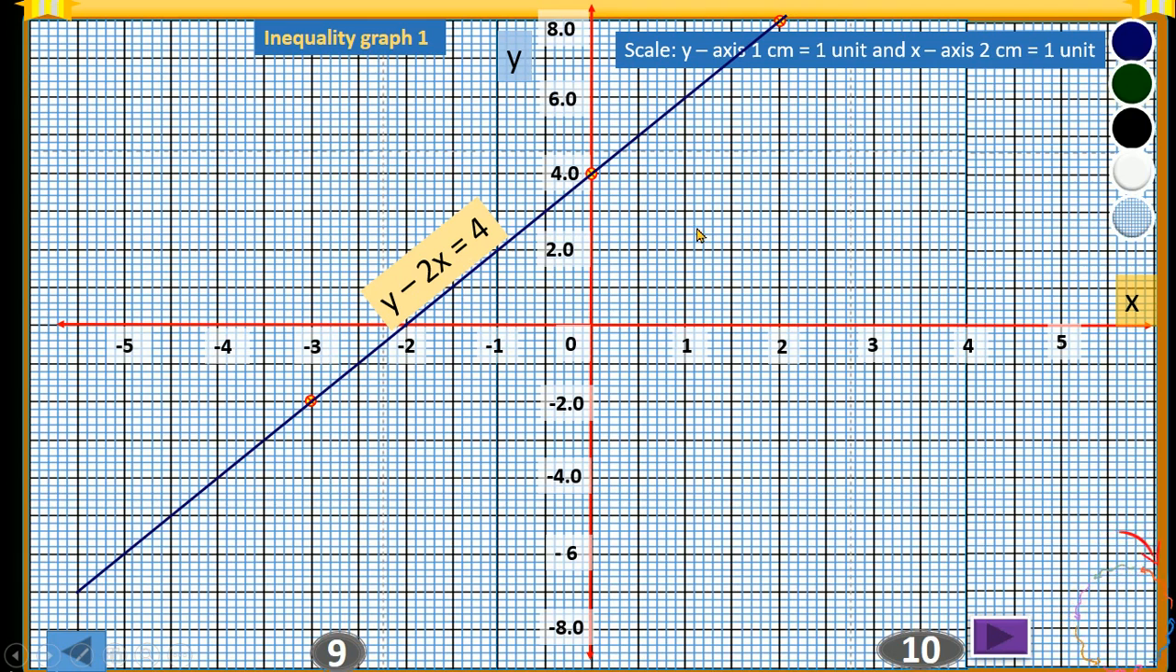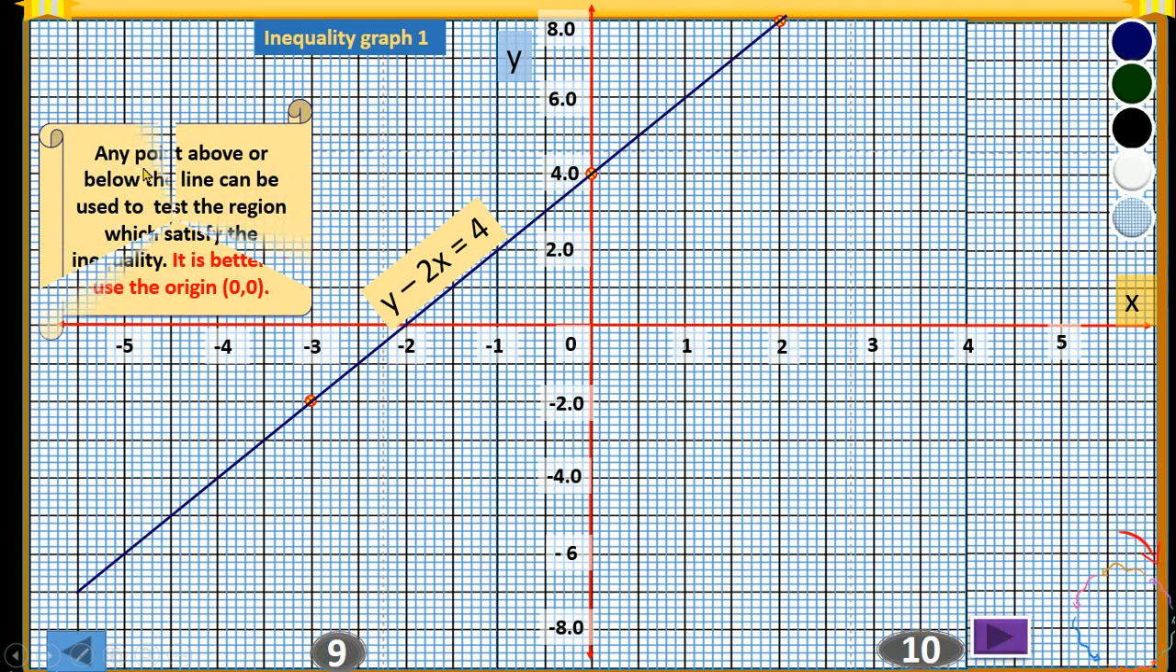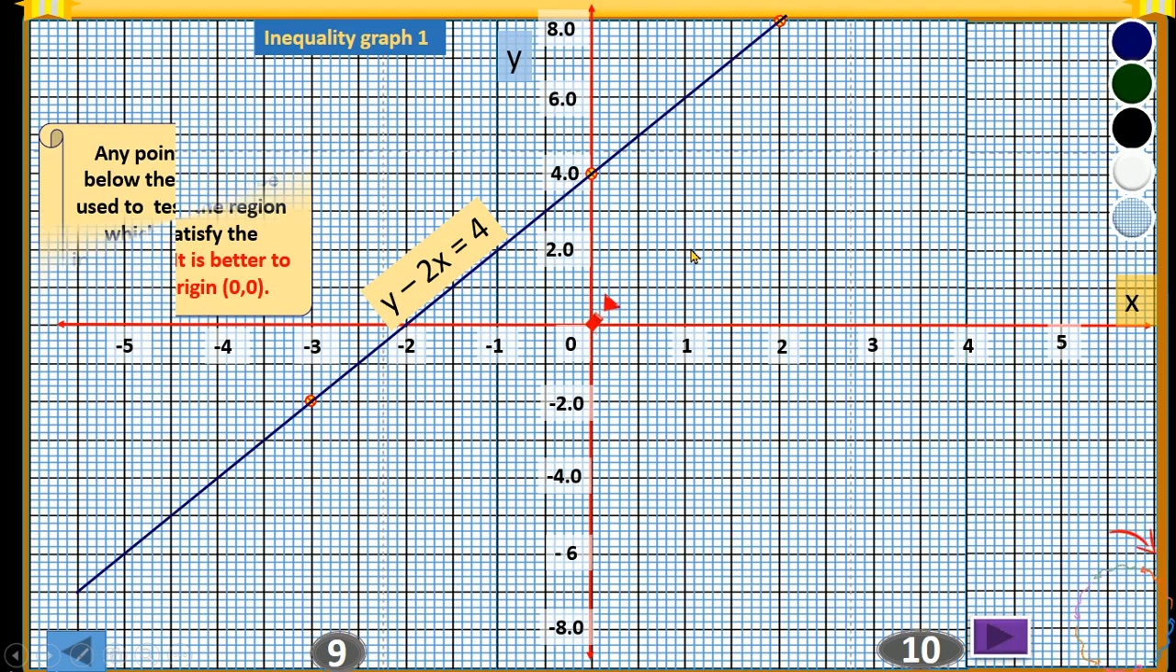Then we're now going to test for the accepted region and the region we're going to reject. To do that, any point above or below the line can be used to test the region which satisfies the inequality. But for simplicity, it is better to use the point at the origin, because at the origin we have x is 0 and y is 0, and that makes it very easy for us to find the region that is rejected or accepted. So that's the point we are talking about, the point at the origin, which is 0, 0.